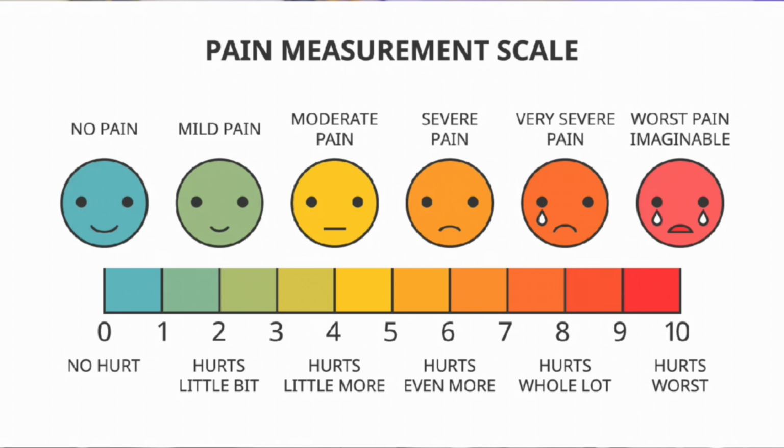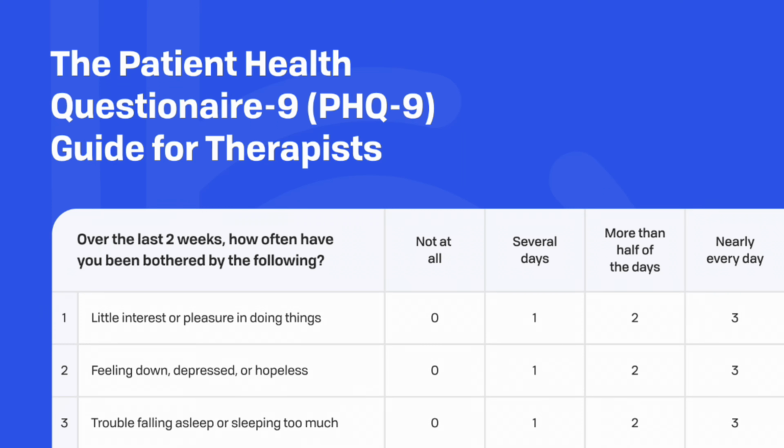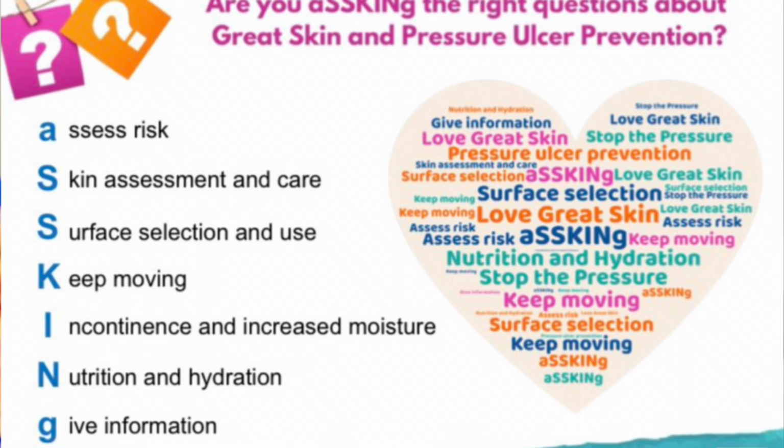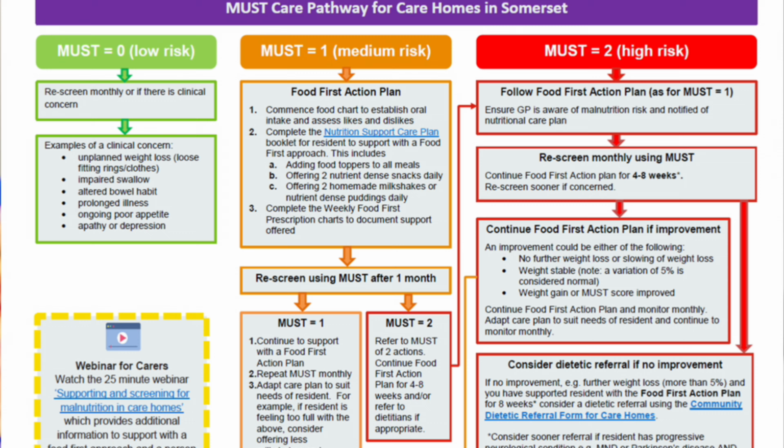Some of the assessment tools that I'm going to talk about include, first, with pain, we have pain assessment tools. Anxiety, we have generalized anxiety disorder or the GAD-7. With depression, we have the PHQ-9 questionnaire. With the skin or wound or pressure ulcer, we have the Aseptic bundle. With infection, we have Sepsis 6. With nutritional status, we have MUST.